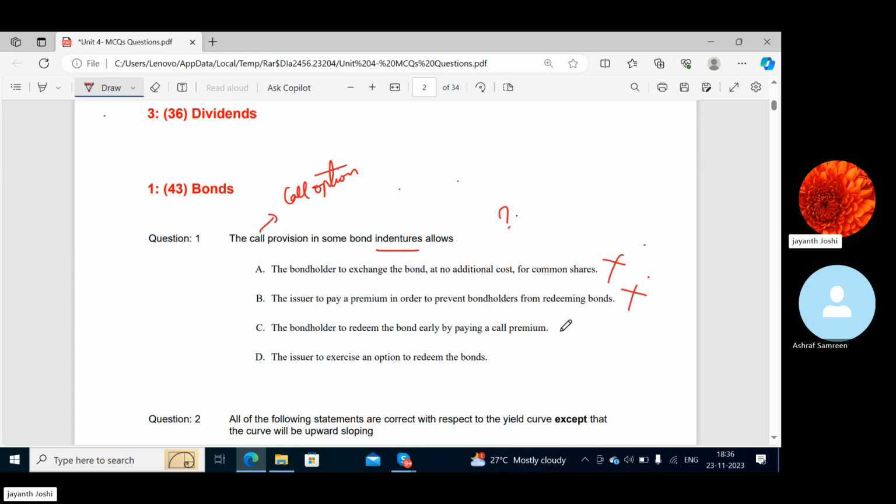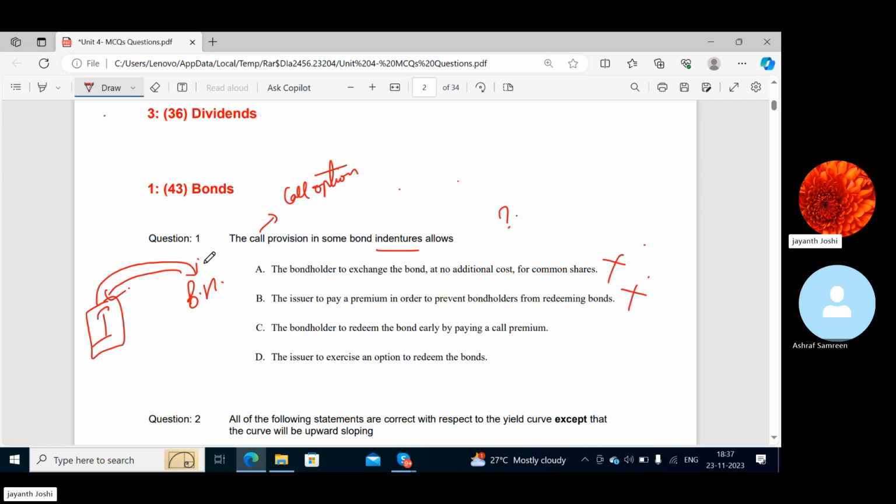No, a call provision refers to an action by the bond issuer, not the bondholder. The call provision is from the bond issuer side, right? Yes. See what happens in the call provision. This is the issuer of the bond. This is the bondholder. The issuer has issued the bond to the bondholder. Now, when the issuer issues a bond with a call provision, the issuer can buy back the bond at some predetermined price. Are you understanding? Yes. The issuer of the bond can buy back the bond from the bondholders at a predetermined price. That is what the call option has.